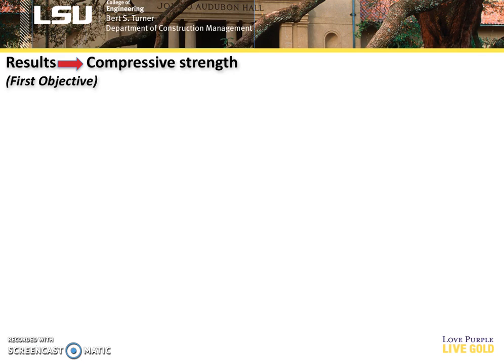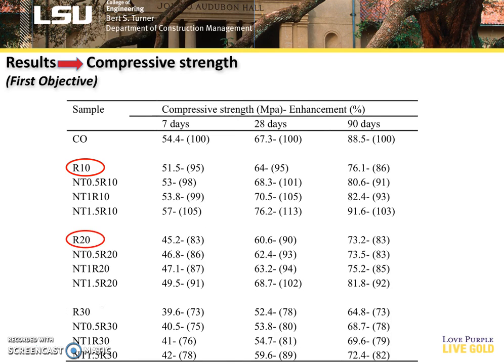So the result for compressive strength is drawn in a table. As you can see from the table, control sample has a compressive strength of 67.3 megapascal, and after replacing 10% black rice husk ash, the strength decreased to 64 megapascal, or it shows a 5% reduction in strength.